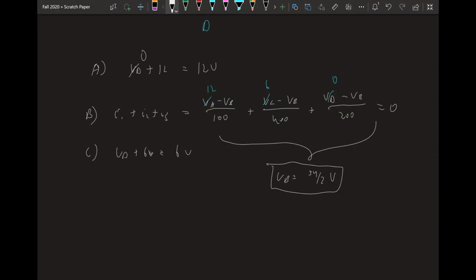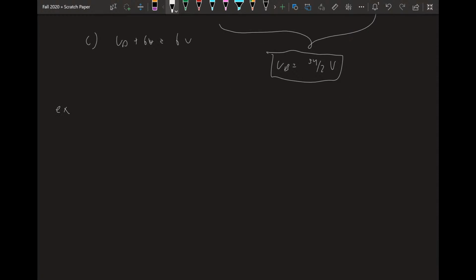Okay, so that was an easy example just to illustrate how it works. Let's do something harder now. Example 2. Okay, let me draw this mess of a circuit.